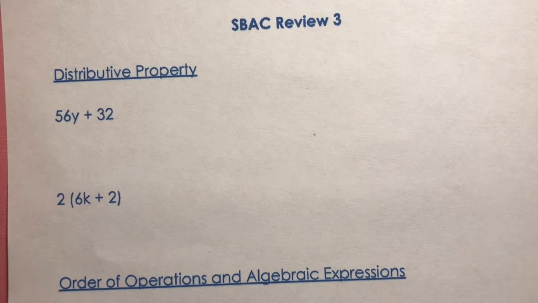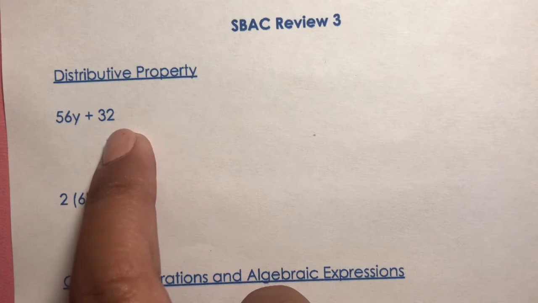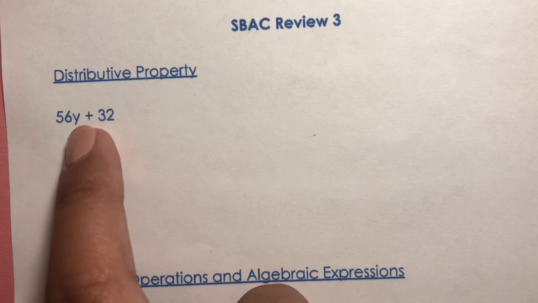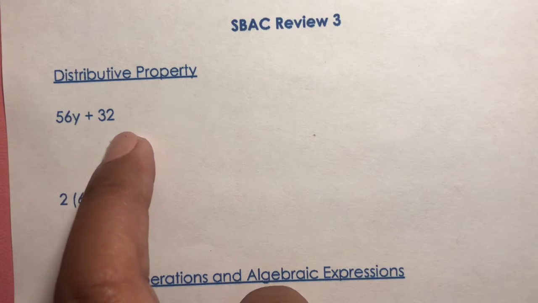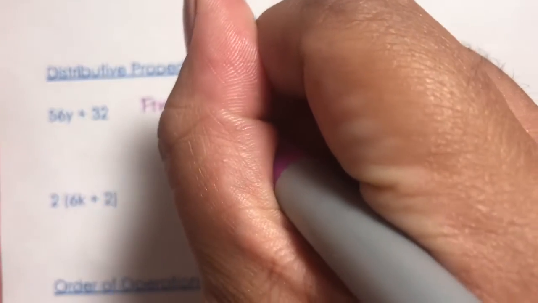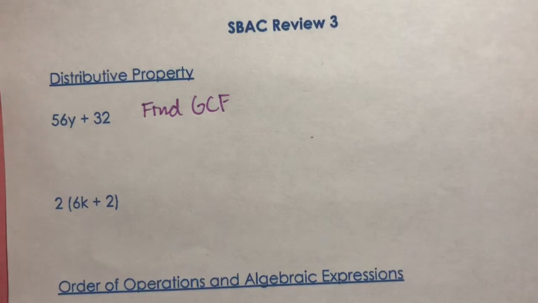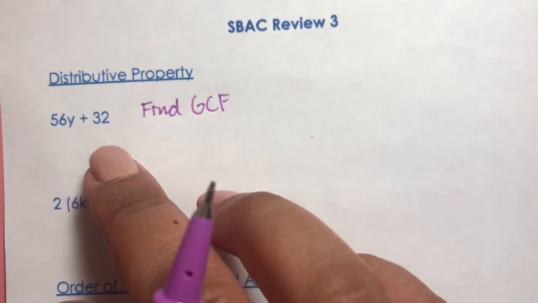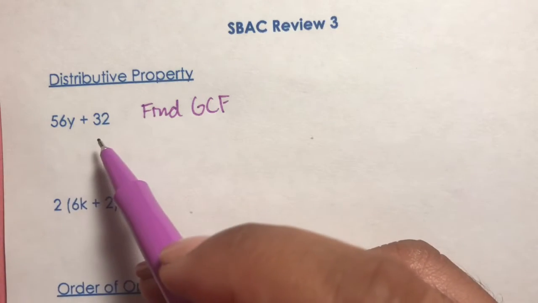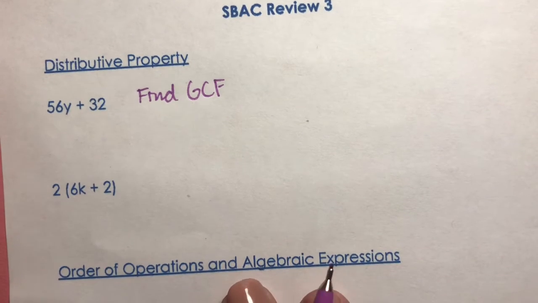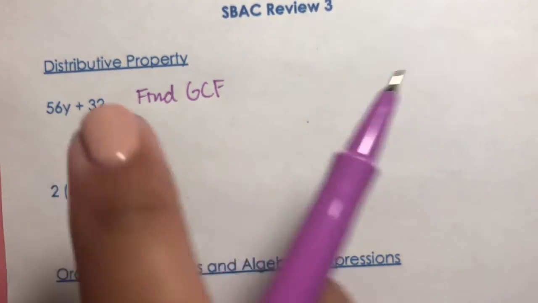So to find that, we need to simplify this and turn it into an expression where we can use the distributive property. So to do that, we need to break this down, and we need to find the greatest common factor, or GCF, of 56 and 32, so that we can turn our expression into one that has a number outside of the parentheses, if that makes any sense. But, well, you'll see. Okay, so we need to find the greatest common factor of 56 and 32.